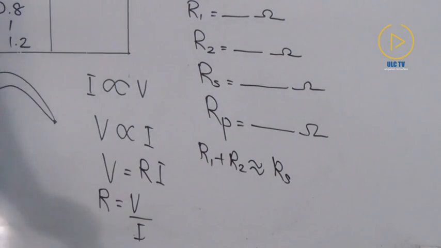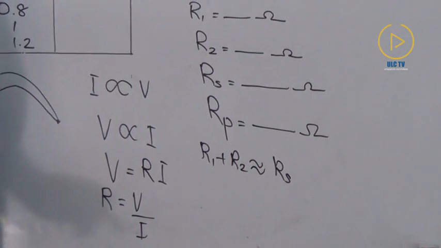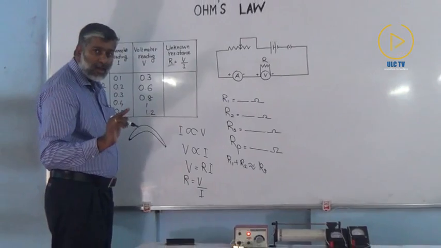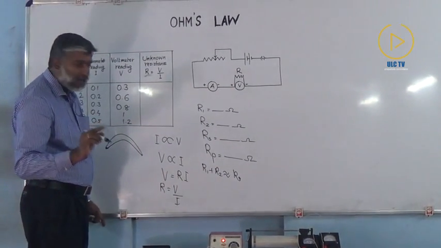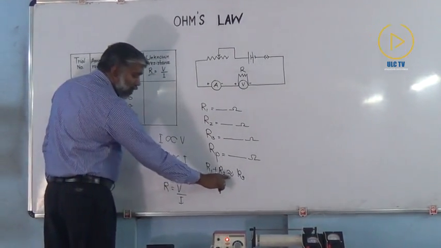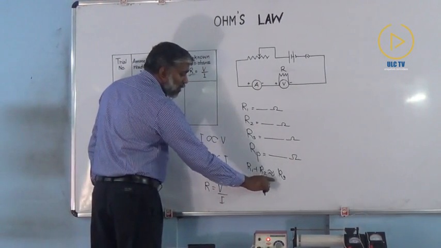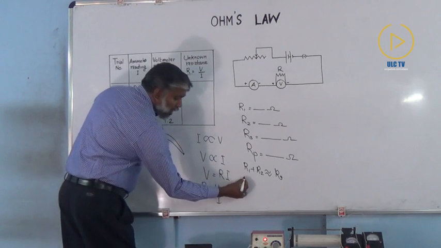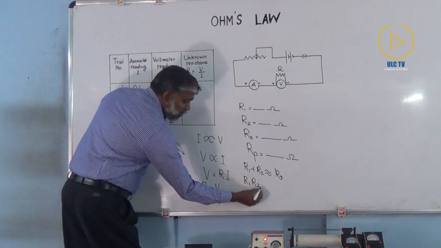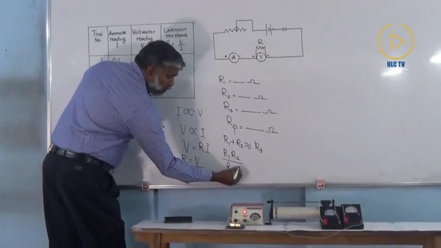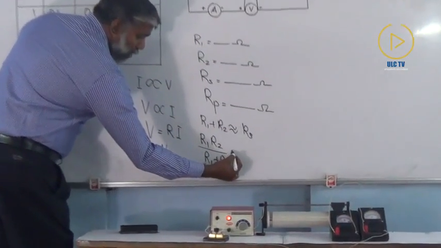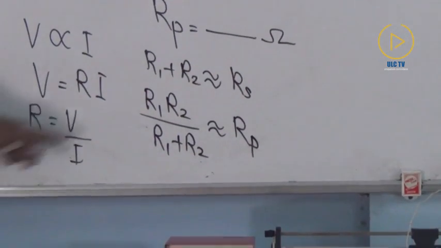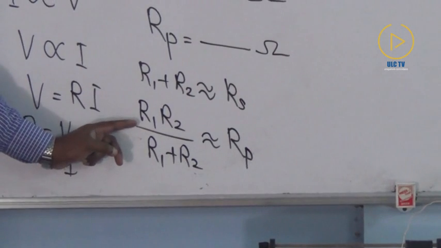This verifies the series combination of resistance. In a series combination, you know, if two resistors are connected end to end, the total resistance will be the sum of the resistances. So R1 plus R2 will be approximately equal to RS. It shows the series combination is correct. Then next you calculate R1 R2 divided by R1 plus R2. This will be approximately equal to the answer of RP. Then it is proved that the parallel combination is also verified.